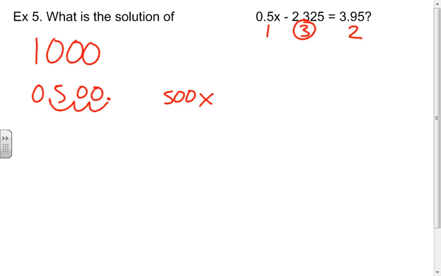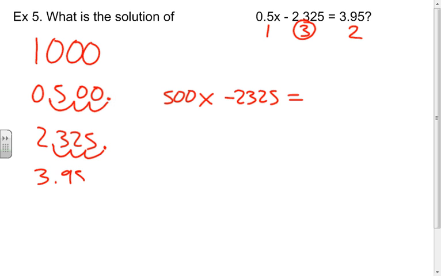We can take the next one, 2.325, move the decimal point 3 places. And we get 2,325. On the other side of the equal sign, we take 3.95, move the decimal point 3 places. We get 3,950. All of the decimals are gone. We've got big integers, but still they're just integers.